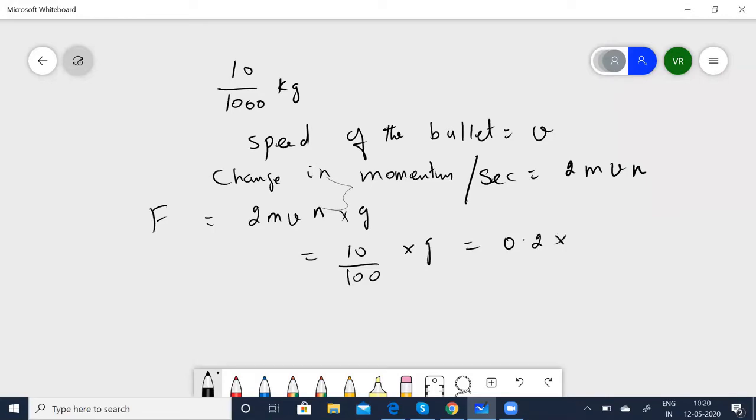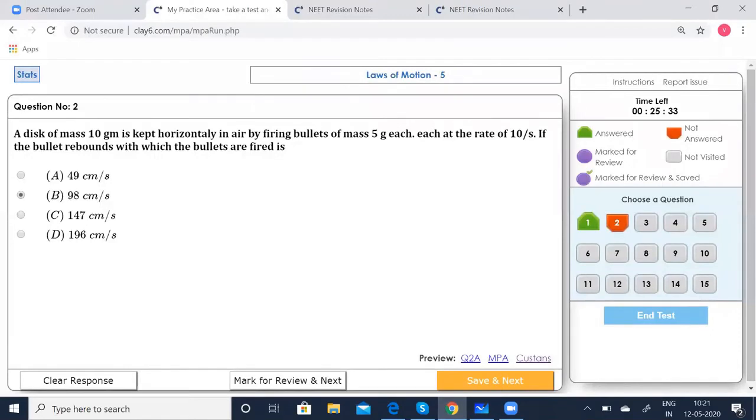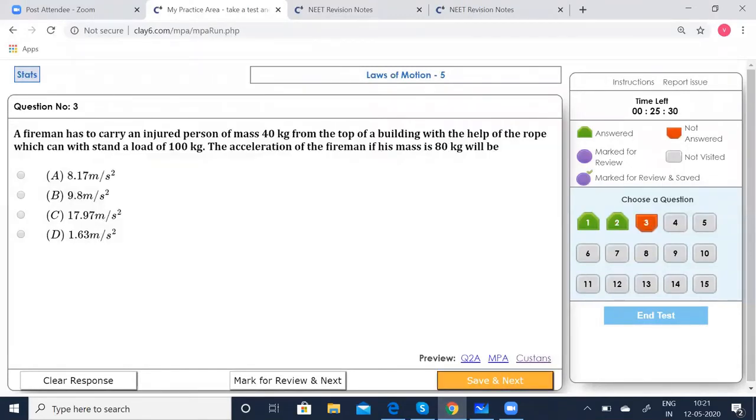Which is equal to 0.2 into 10. We know that F is going to be mg. So that is going to be 0.2 times g, because he said take g as 10, I'm taking it as 10, into 5 by 1000 v. When you calculate and simplify that, you get 98 centimeters per second. Let's quickly see which option is correct. 98 centimeters per second, right? Click that. Go to the next question.